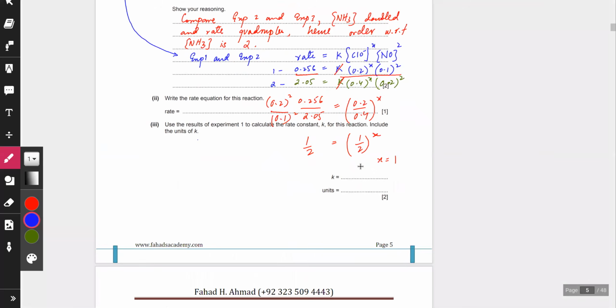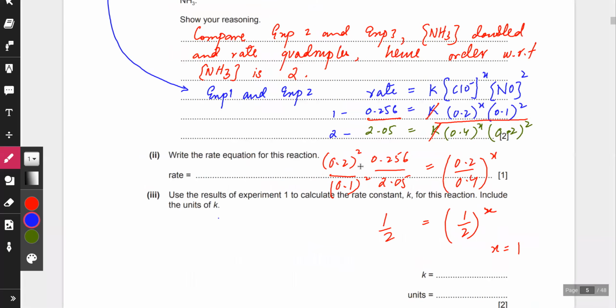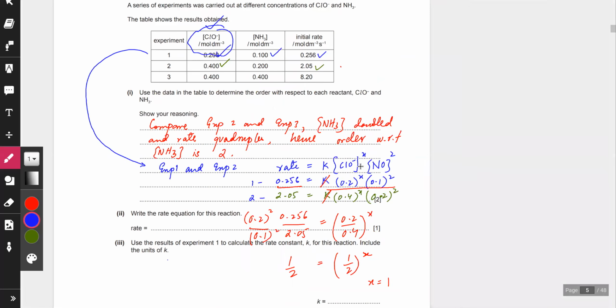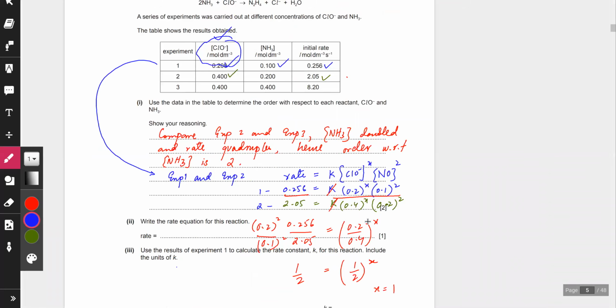Okay, so we've managed to find it. This method I would recommend that you can directly read from the table because it was only for 1 mark. You should be able to read the order with respect to NH3. It's doubling, so this should have been 4 times, but it's 8 times, so that means it's doubling again. So it's probably doubling because of this: you doubled this and the rate is actually doubling.